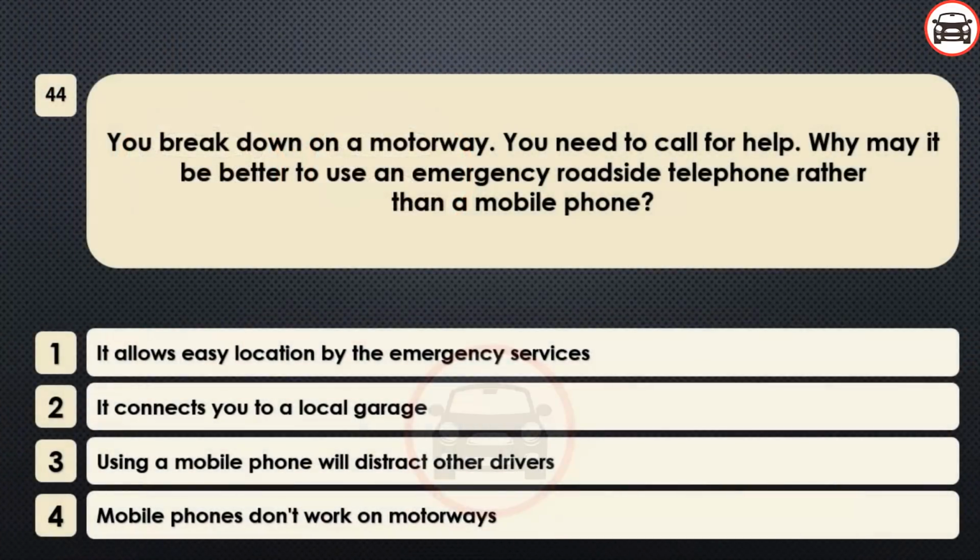You break down on a motorway. You need to call for help. Why may it be better to use an emergency roadside telephone rather than a mobile phone? 1. It allows easy location by the emergency services. 2. It connects you to a local garage. 3. Using a mobile phone will distract other drivers. 4. Mobile phones don't work on motorways.